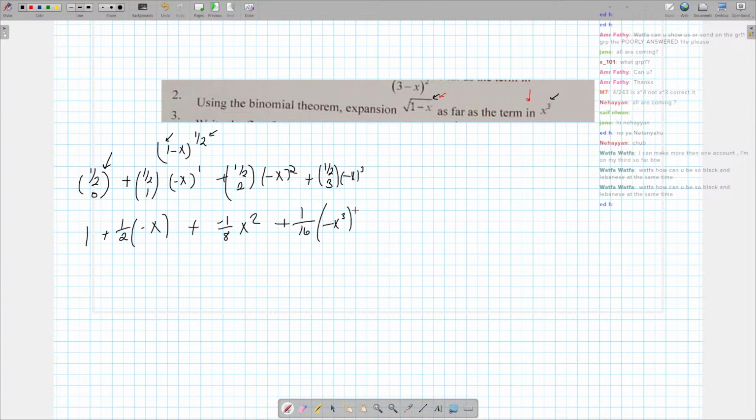Now I put the power inside. Since it's an odd exponent, it stays negative. So you get 1 plus half. It's not plus, sorry: 1 minus, since you're multiplying by negative x. 1 minus half x minus 1 over 8 x squared minus 1 over 16 x cubed. Okay, this is it.